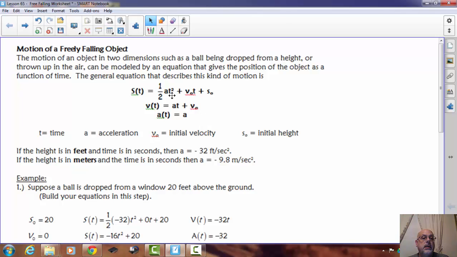Now, in the S of t function here, t is time, a is acceleration, v sub 0 is your initial velocity. In many cases, that will be 0, but you have to read the problem. And the initial height is s sub 0, that's the last term. So if we look at the example I gave you, the initial height is 20 feet, which is here. And if it's dropped, that means its initial velocity was 0 because somebody was holding the ball.